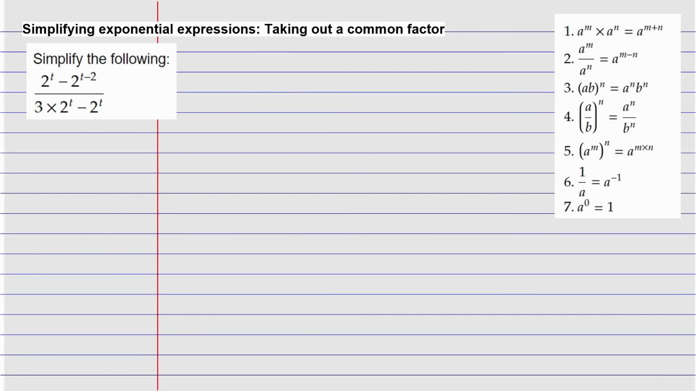So now let's do an example of simplifying, but now it's taking out a common factor. So in this one, do you see that at the top we have a subtraction, and we have a t and a t? Do you see that 2 to the power t is going to be a common factor? But for us to do that, we're going to reverse law number 1. Do you see that this is reversing law number 1?